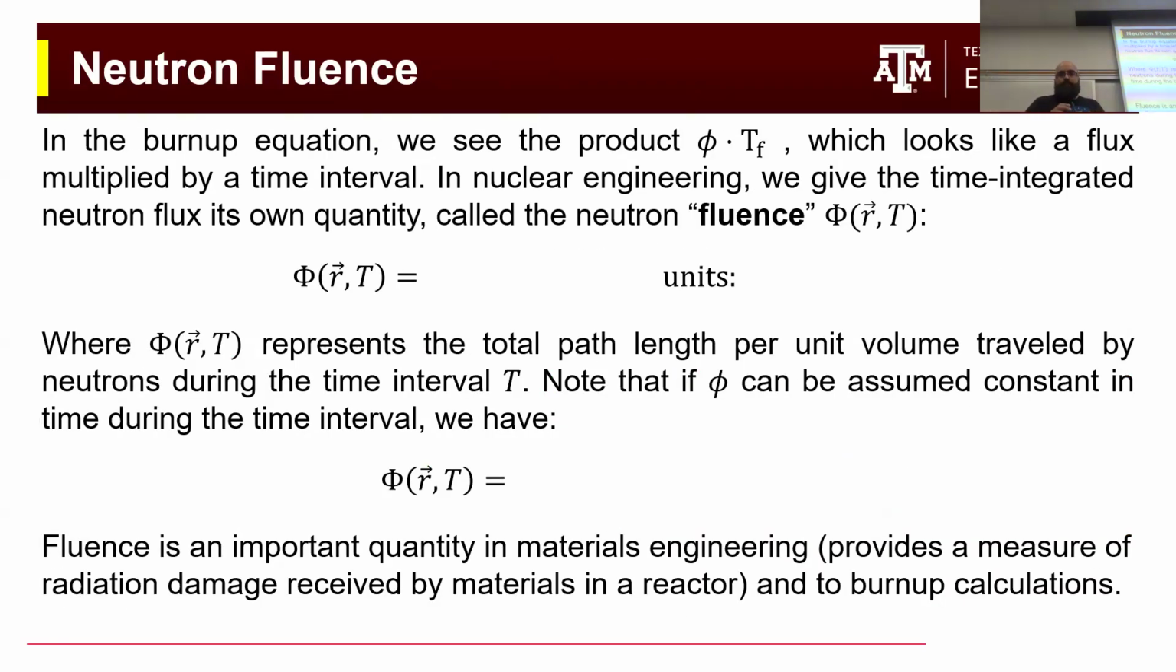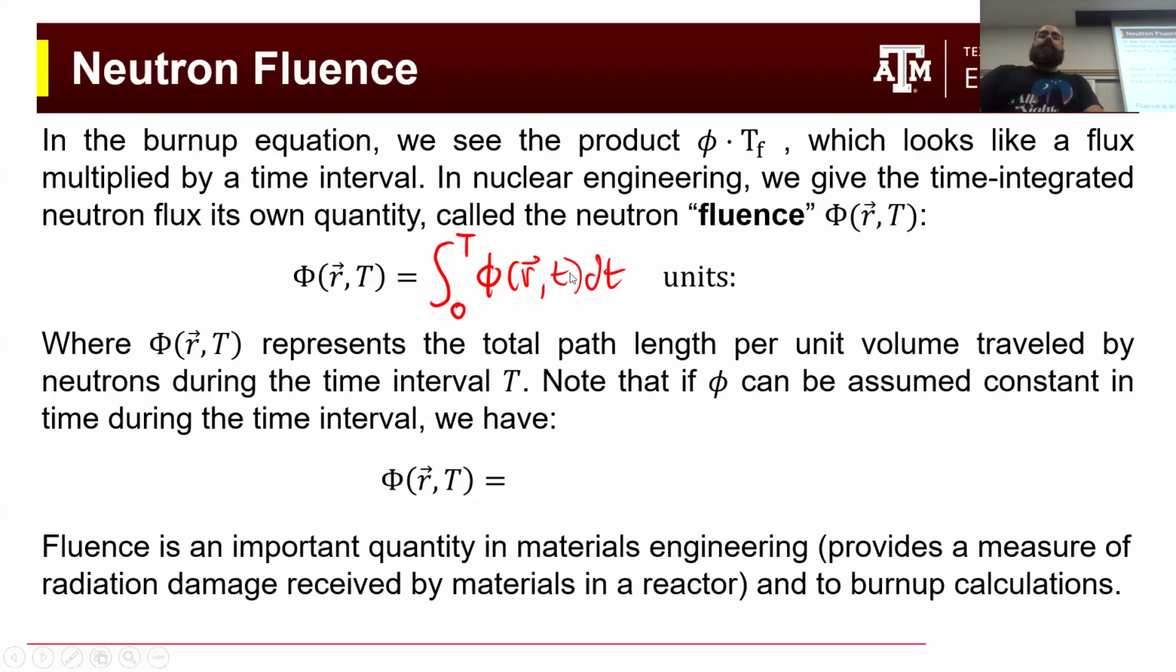When we calculate burnup, there is a product of the flux times a time interval. And in nuclear engineering, we give the time integrated flux its own definition called the fluence. And apologies for this, but we use a capital phi for the fluence, at least historically. So the fluence is defined to be the time integral, integrating from 0 to some time capital T, of our neutron flux. By definition, that's what the fluence is.